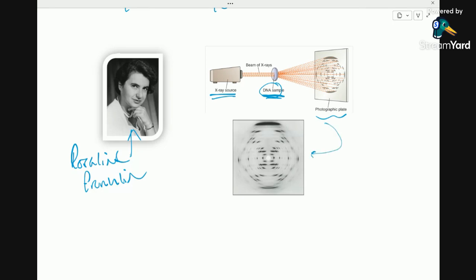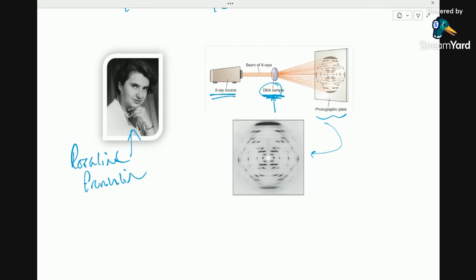This is called image 51. You can look it up if you want to. Basically, you can look at this picture and work backwards to work out what the original structure of the sample was based on what the pattern looks like. You can think of that like having a chandelier. When you shine light on a chandelier, it produces patterns on the walls. And the patterns produced will differ depending on what the chandelier actually looks like and the structure of it. It's basically that as an idea.